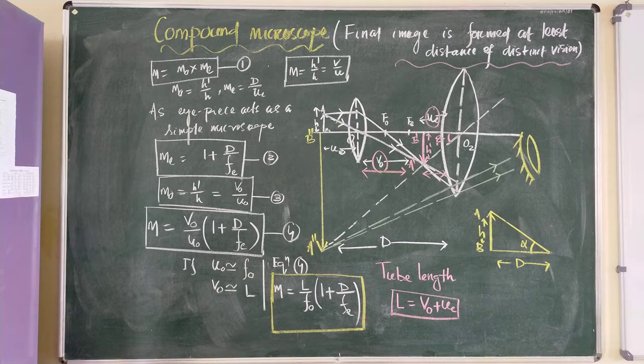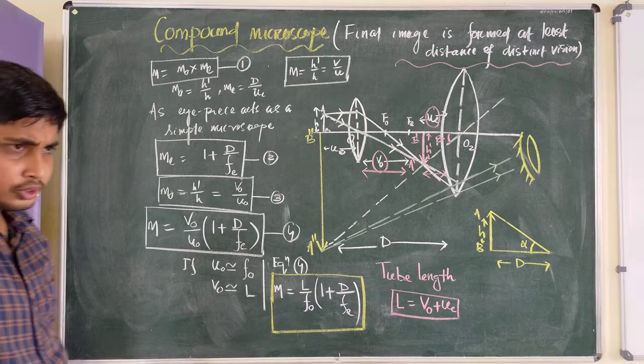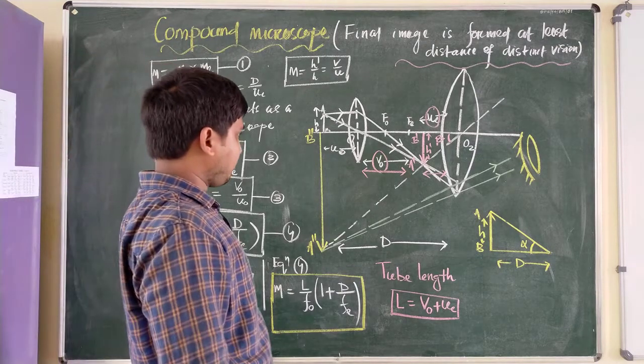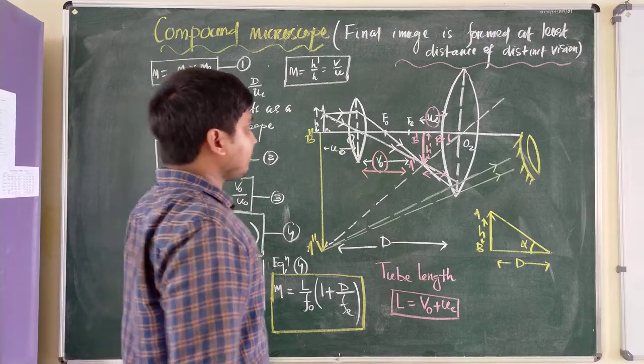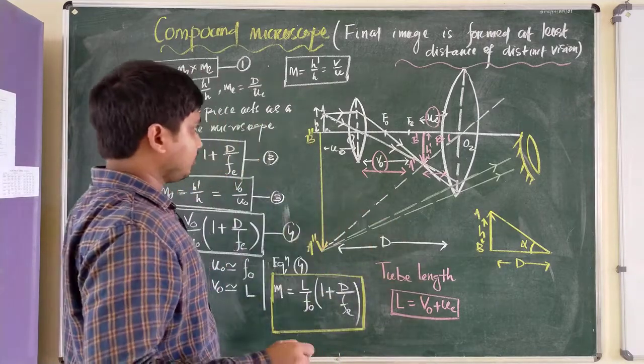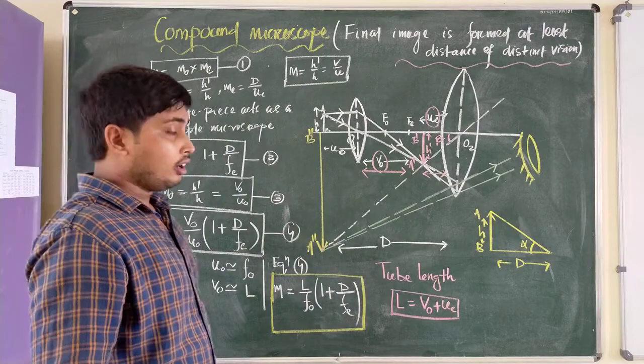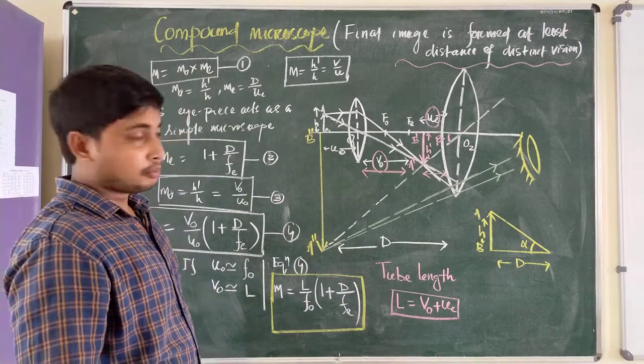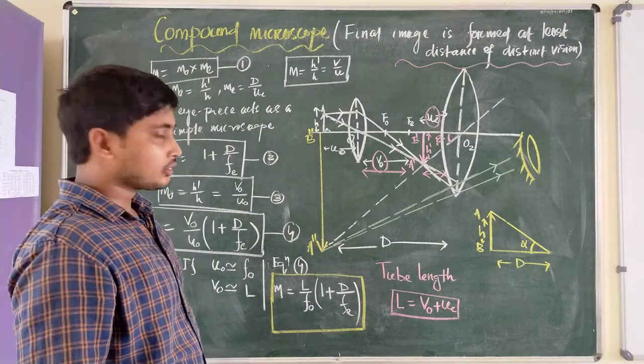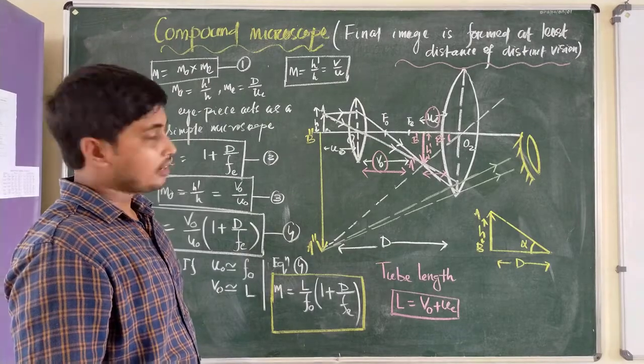Okay, then from here we just need one or two equations to remember to find the expression for the magnification where the final image is formed at infinity. So in the normal adjustment, what will happen? As the image will be formed at infinity, we know that if the object is placed at the focus of a lens, only then will the image be formed at infinity.